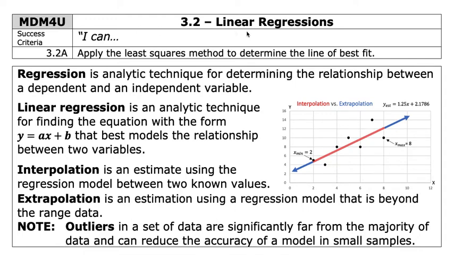MDM4U 3.2 Linear Regressions. Regression is an analytic technique for determining the relationship between a dependent and an independent variable. So a regression model describes the general trend that we see by the points in a scatter plot, which is a graphical display for two variable data.